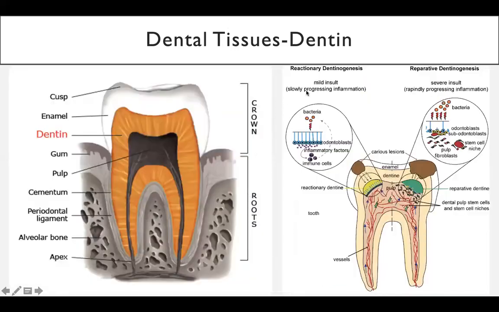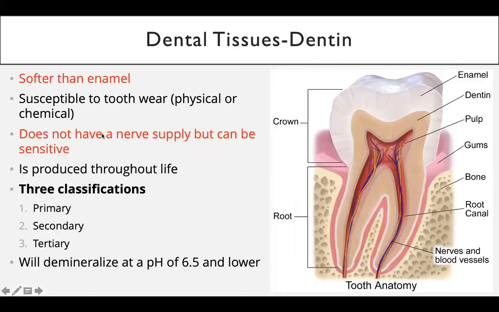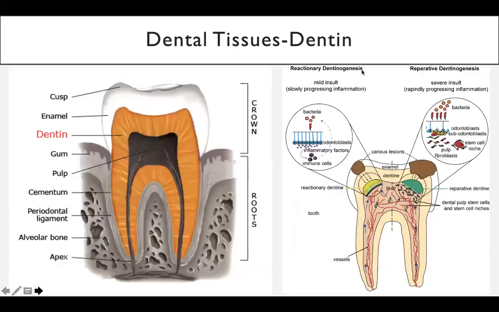So there is reactionary dentinogenesis, and then there is reparative dentinogenesis. Reparative means repair. This is a process in which your dentin gets regenerated. Why does it get regenerated? Because it can be produced throughout life. So there are two reactions. Dentin can be produced, but enamel cannot be reproduced.